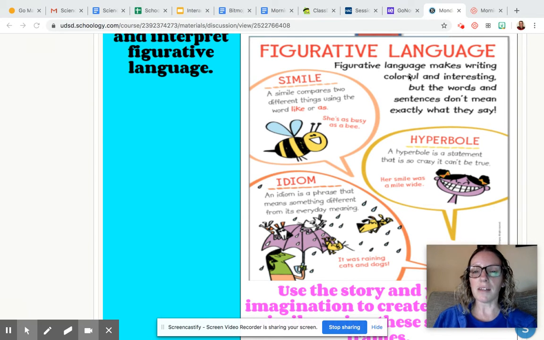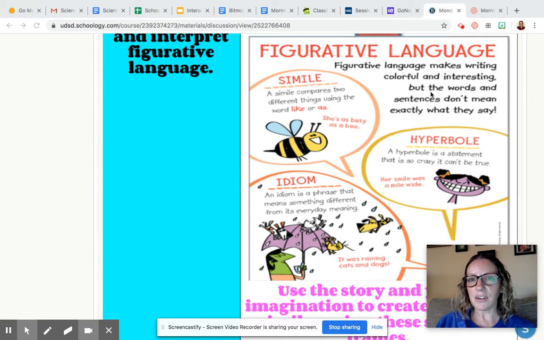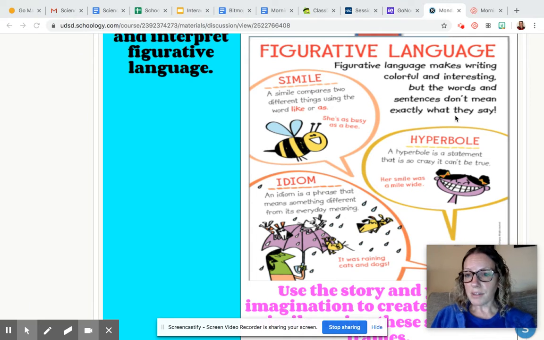We talked about a lot of figurative language, which makes writing more interesting. It says figurative language makes writing colorful and interesting. It makes it brighter, it makes it more fun, it makes the reader want to read more because the language is so much fun. They use lots of colorful words and words that make sounds, repetition and rhyming words. Lots of things make writing more fun to read. But the words and sentences don't always mean exactly what they say.